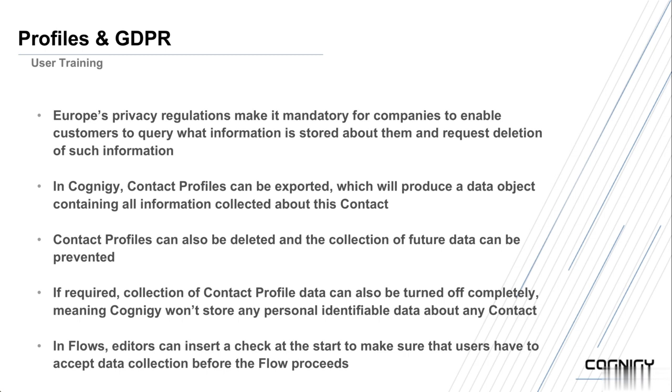If required, collection of contact profile data can also be turned off completely, meaning Cognigy won't store any personal identifiable data about any contact. In flows, editors can insert a check at the start of the flow to make sure that users have to accept data collection before the flow proceeds.